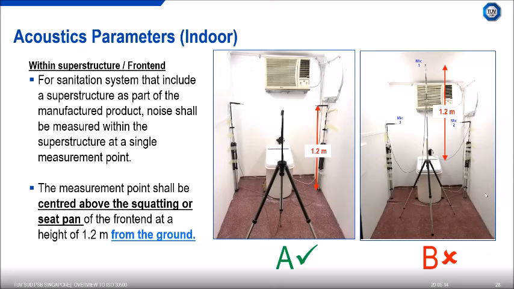It's a bit too high for the measurements. So the measurement of this is basically for the front end, how loud it flushes, or even if there's any noise coming from the back end system.